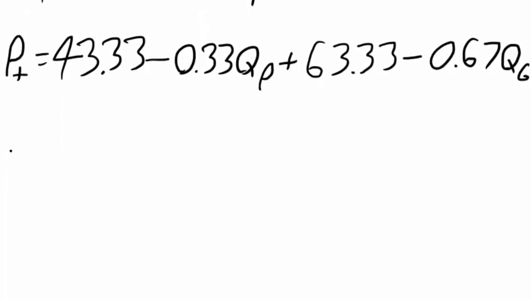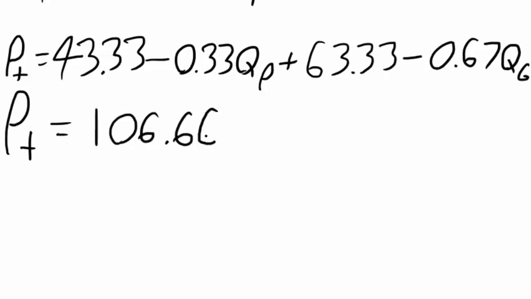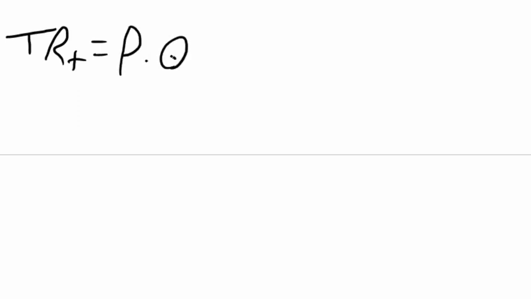So after simplifying, we get a price total function of 106.66 minus quantity, and I'll denote this by T for total. Now next up, we want to find our total revenue. So we have our total revenue T, and total revenue is found by price times quantity.